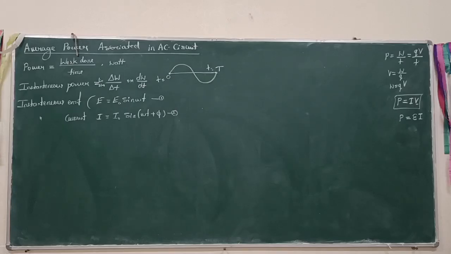So in it, we have to calculate average power in a complete cycle, that is, from time t equal to 0 to t equal to capital T. Average power in complete cycle, in bracket 0 to capital T.